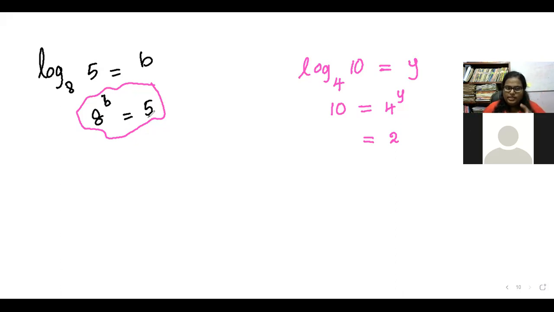That's the reason that we have to try to get these two expressions in the same base.